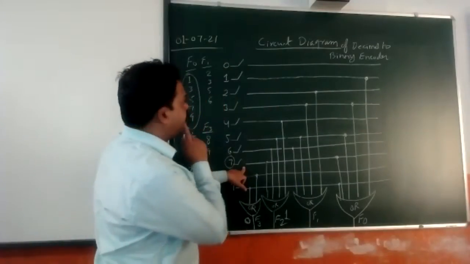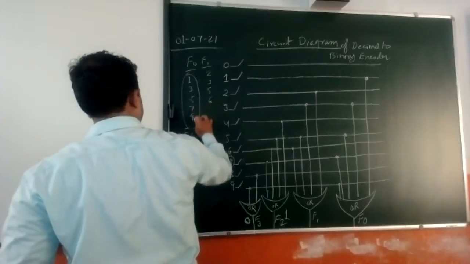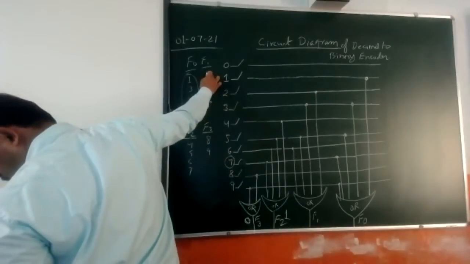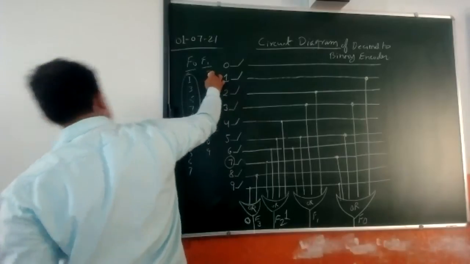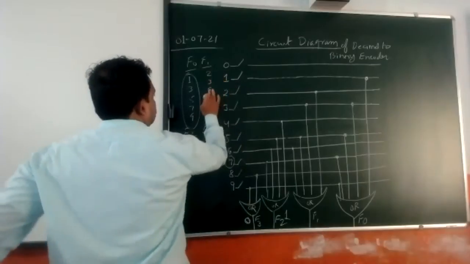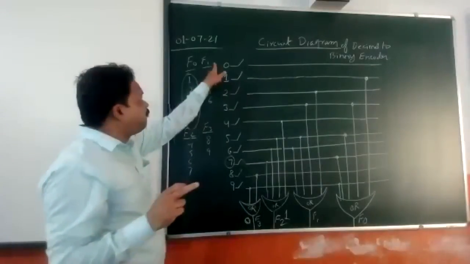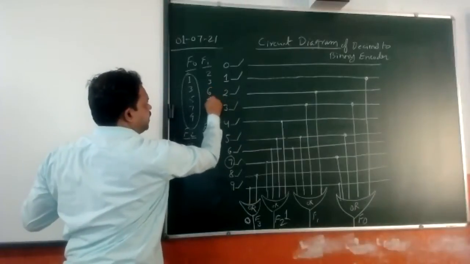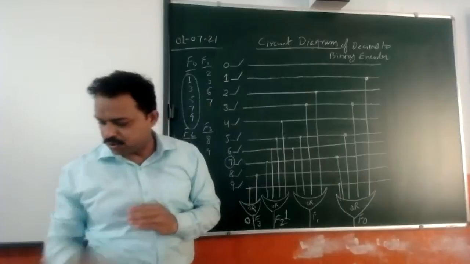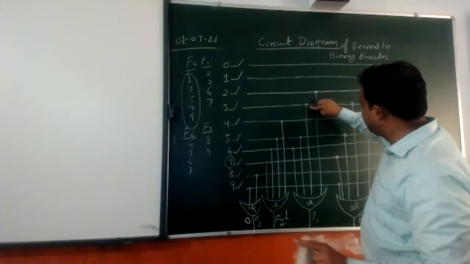This is correct or wrong? F0, we are getting 1, 2, 5, 7, 8. Just make the correction. In the truth table for F1, we are getting 1, 2, 3, 6, 7 actually. So make the correction in the circuit diagram also. 2, 3, 6, 7. 2, 3 is okay.